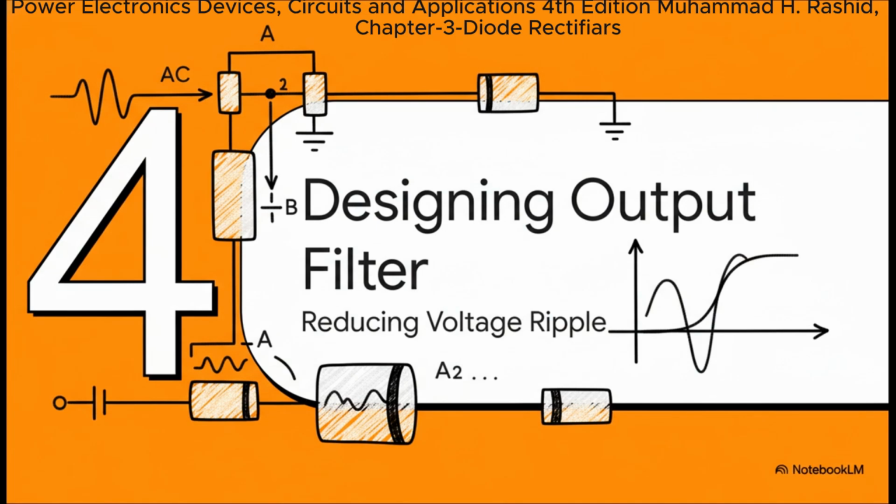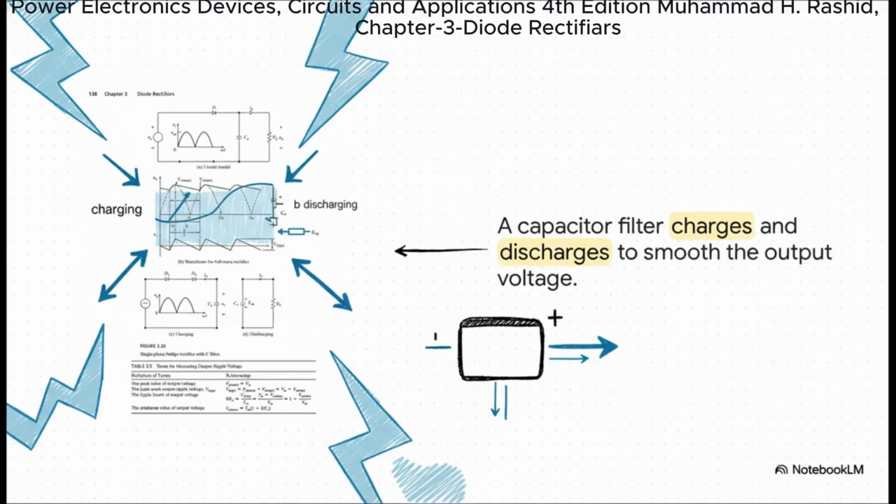We're going to walk through the design of a really simple but incredibly effective DC filter, the capacitor filter. We're going to see exactly how we can squash that annoying voltage ripple. This waveform right here shows the magic of the capacitor filter in action. See that rising part of the wave? That's the capacitor charging up, storing energy right as the voltage hits its peak.